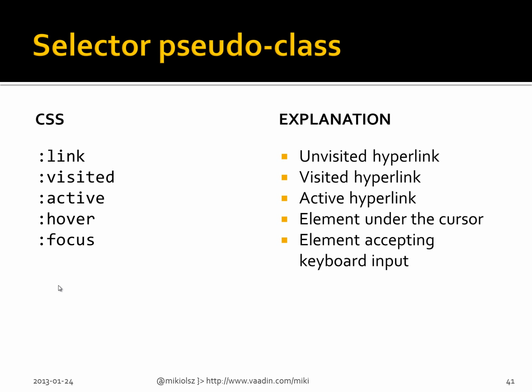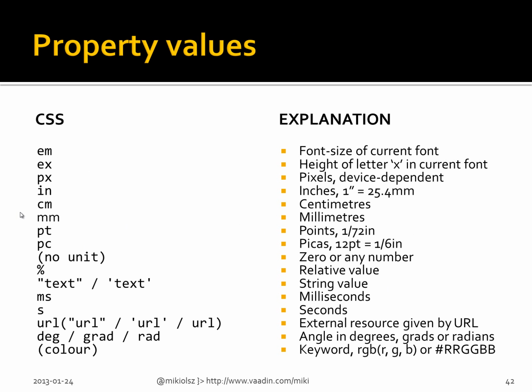Another thing we can have is something called pseudo-class. After we have a selector, we can add a keyword. So probably the most important ones are these two, hover and focus. Hover means the element under the cursor, and focus means the element that currently accepts input. Properties, which I will talk about in a moment, they accept values, and values can be a numeric value with a unit.